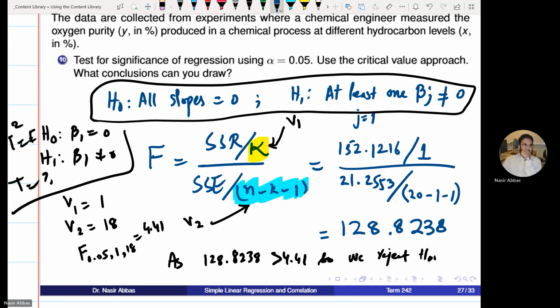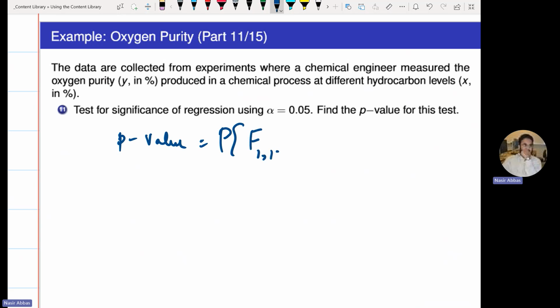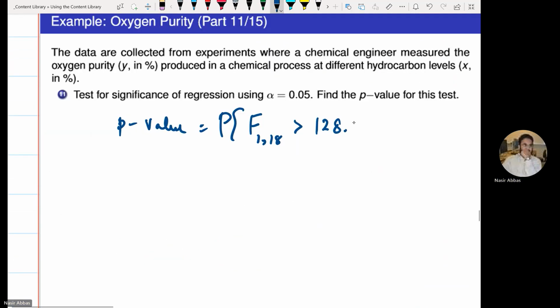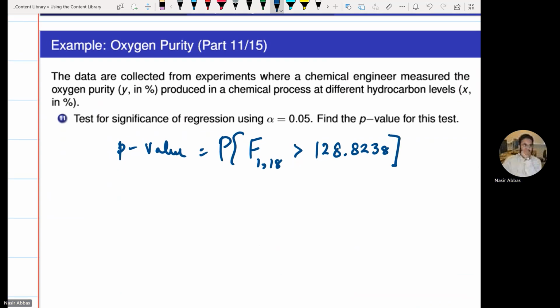Any question? Now, what if in this question they say that you have to solve it using the p-value approach? Again, you are asked to test the significance of the regression, but this time using the p-value approach. The p-value expression is the probability in an F distribution with 1 and 18 degrees of freedom, the area above the calculated value, which was 128.8238.